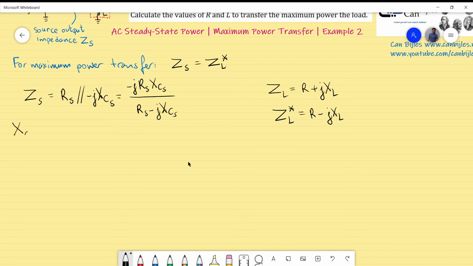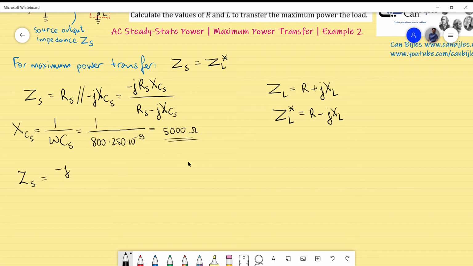First I will calculate the reactance of the capacitor C_S. That will be using the value of C_S and also the omega which is given. So that will be 1 over 800, which is given in the expression for the voltage, times 250 nano, so 250 times 10 to the power minus 9, and I will get 5 kilo ohms or 5000 ohms. That's the reactance of the capacitor. So I will have the following: this is a minus j times R_S, which was 2000, so 2 times 10 to the power 3, times X_S, which is 5000, divided by 2000 minus j times 5000.